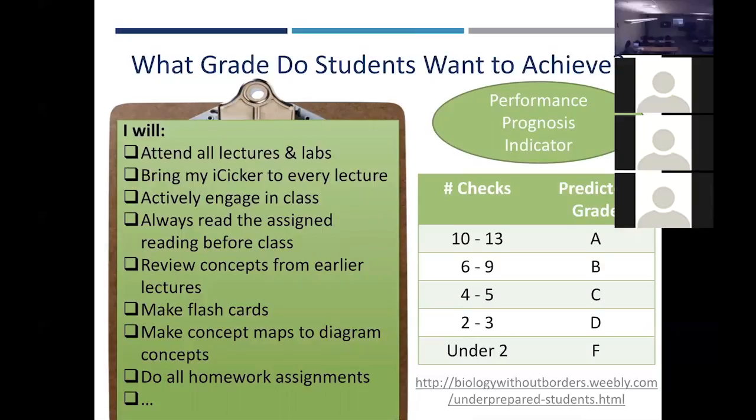So there's a whole book about this, but this performance prognosis indicator says that if you want to get a B, you should be doing 6 or 9 of these things on the left-hand side. So you should attend all lectures, review concepts, make flashcards, do homework, etc. So that gives them a basis for studying.